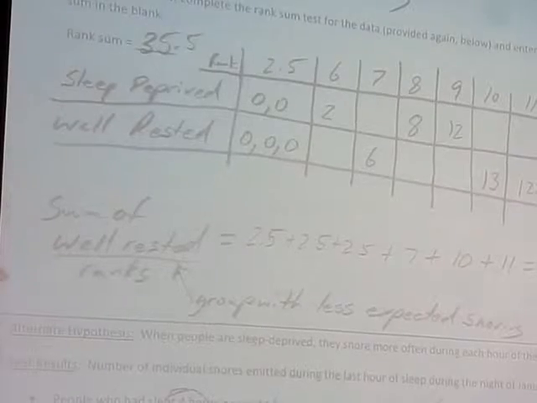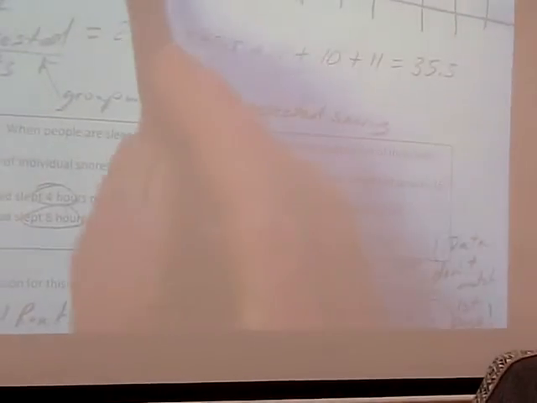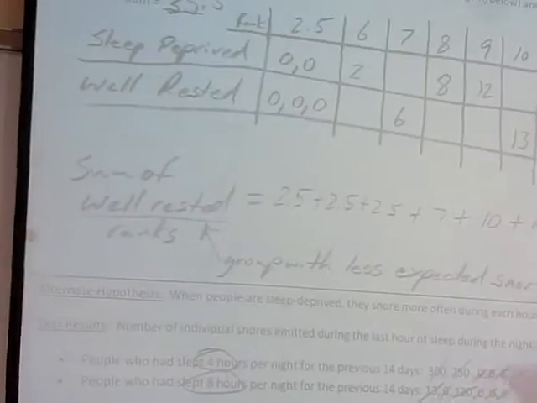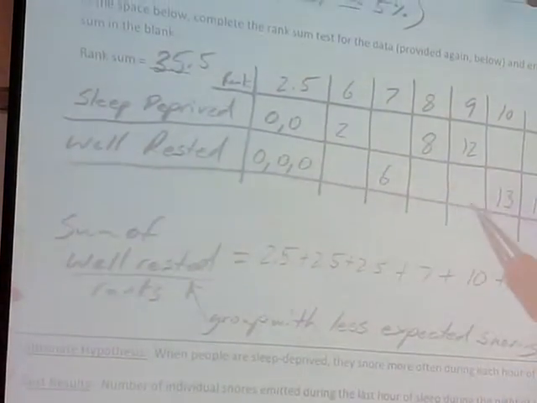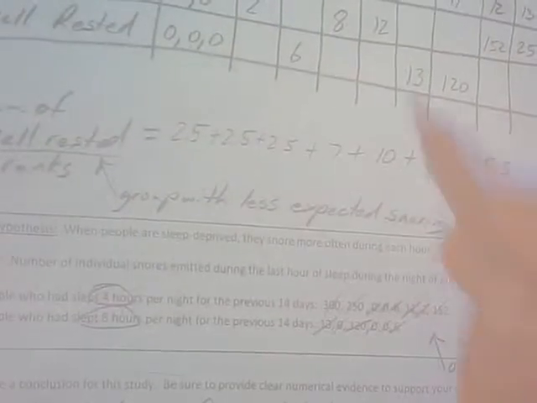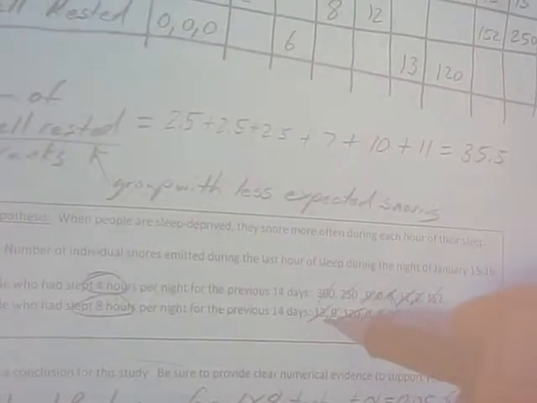So there were 1, 2, 3 zeros in the well-rested group, I put them there. And there were 2 zeros for the sleep-deprived people, I put them there. And then there was a 2 for the sleep-deprived people, I put it there. And then next came this 6 for the well-rested people. And then there was an 8 for the sleep-deprived people. And then a 12 for the sleep-deprived people. And then there was a 13 for the well-rested. And the next number was a 120 for the well-rested. And then I had 152, 250, and 300 for the sleep-deprived group.